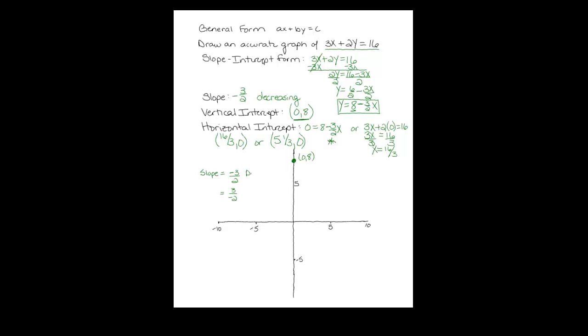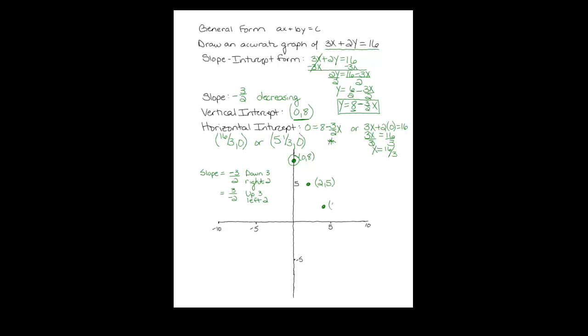So here you would go down 3 units, right 2 units. Here you would go up 3 units and left 2 units. From this starting point that we've already defined here, this vertical intercept. So from this point, going down 3 units, right 2 units, lands us right here. The coordinates are 2, 5. Again, down 3, right 2.